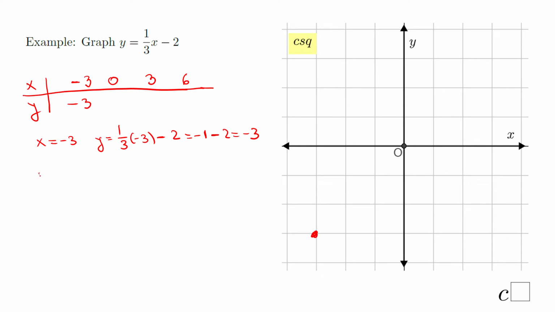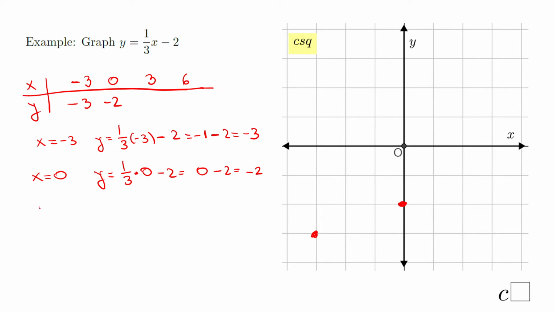X equals 0, y equals 1 over 3 times 0 minus 2. 1 over 3 times 0 is 0, minus 2 is negative 2. So 0 and negative 2, which is right here. Let me put this in the table.